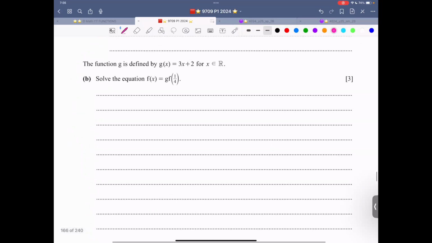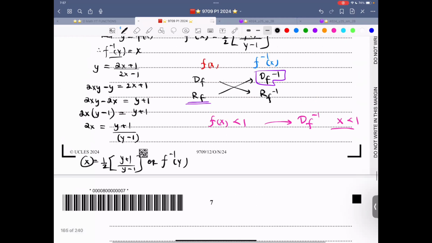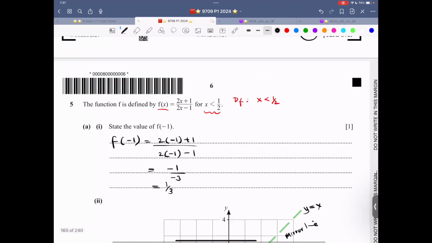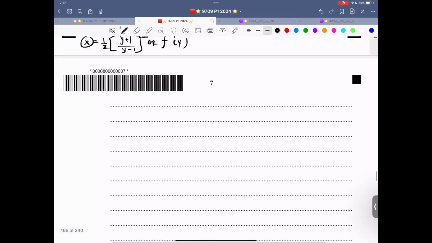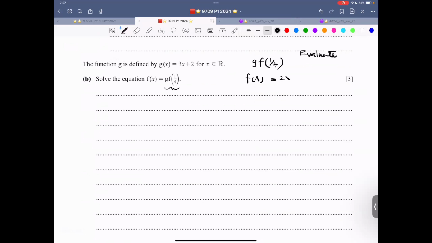Now, some basic question. The function g is defined by g of x equals 3x plus 2. We have to evaluate g of f of 1/4, that is over here. So this is all evaluation. No need to find an expression. Evaluate. What is f of x? f of x is this thing, 2x plus 1 over 2x minus 1.